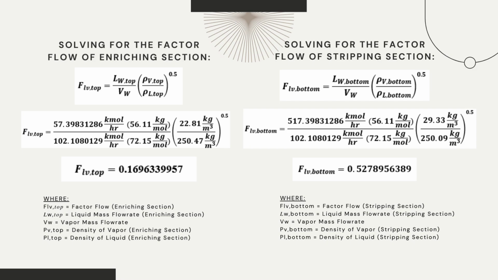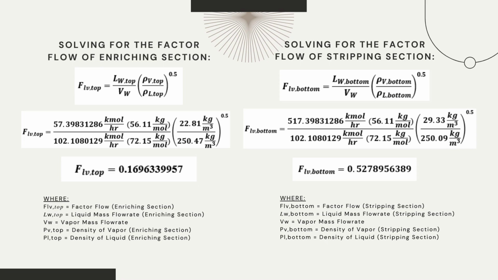Next is to solve for the flow factor for the top and bottom section. Solving for the flow factor of an MCD is fundamental to designing an efficient and effective distillation process. It influences every aspect of the operation, from equipment sizing and energy consumption to product quality and process control, thereby ensuring safe, reliable, and economically viable operation. These flow rates at the top and bottom of the column are critical inputs for designing and sizing the distillation column and its internals.